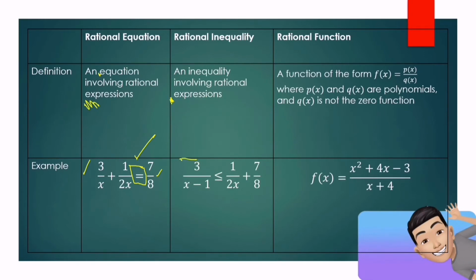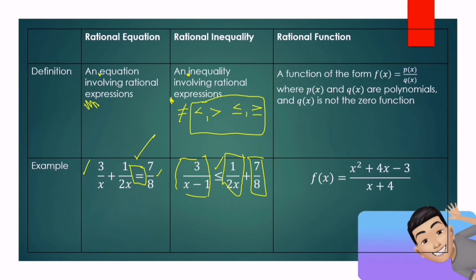Check natin. This is an example of a rational expression. Another example of a rational expression. And naging rational inequality siya dahil dito sa inequality symbol. Ano-ano nga ba ulit yun? So, syempre, kung hindi equal, pwedeng less than, greater than, less than or equal to, greater than or equal to. Yun yung mga rational inequality. So, yan yung mga inequality symbol. No? Ito, 4. Yan.